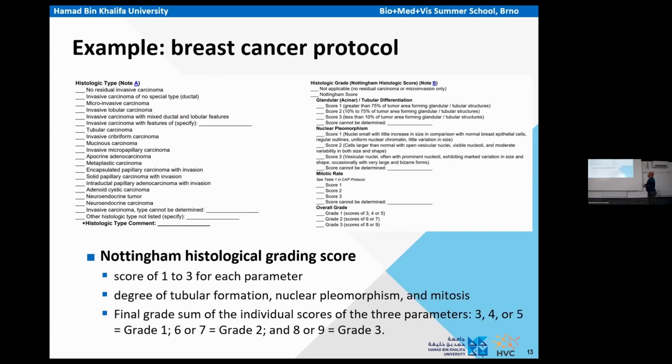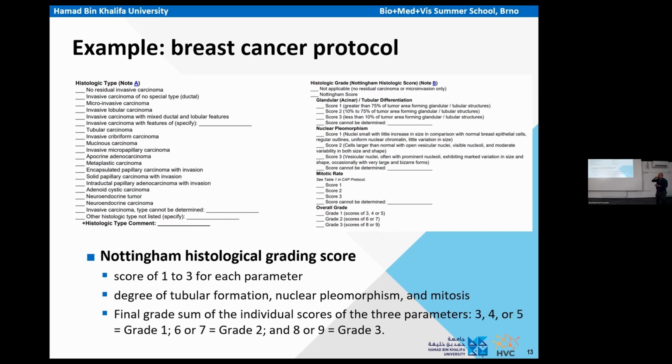For example, this is one of the most popular protocols related to breast cancer. It is based on a grading protocol called the Nottingham histological grade, in which histopathologists need to evaluate different features like the formation of tubules, the morphology of the nucleus of the various cells, and also count how many cells are subdividing within mitosis. Then they have guidelines for scoring these features, and the final score determines the severity and the aggressiveness of the disease.